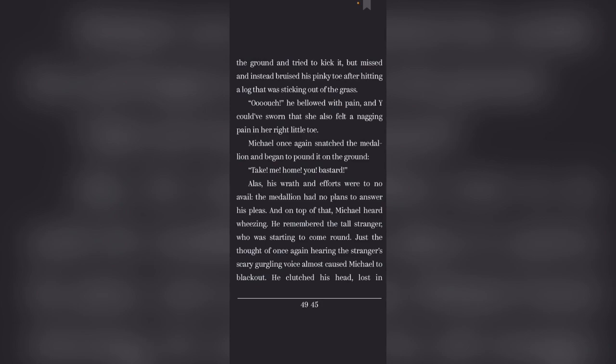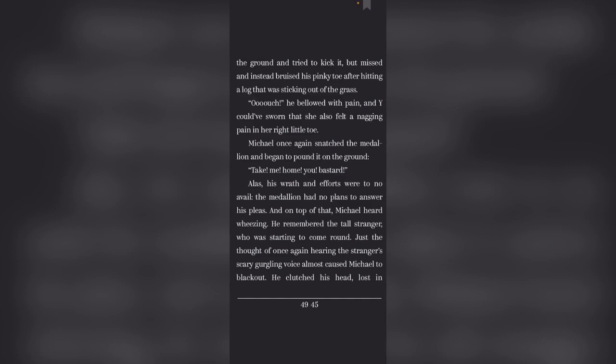Michael once again snatched the medallion and began to pound it on the ground. "Take me home, you bastard!" Alas, his wrath and efforts were to no avail. The medallion had no plans to answer his pleas, and on top of that, Michael heard wheezing. He remembered the tall stranger who was starting to come around. Just the thought of once again hearing the stranger's scary, gurgling voice almost caused Michael to black out.